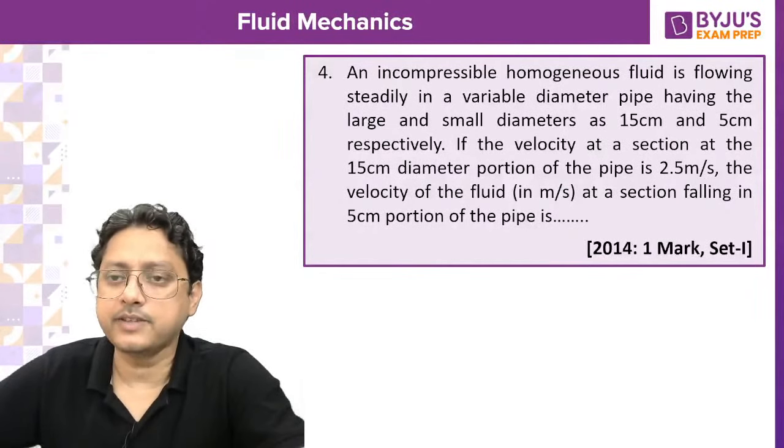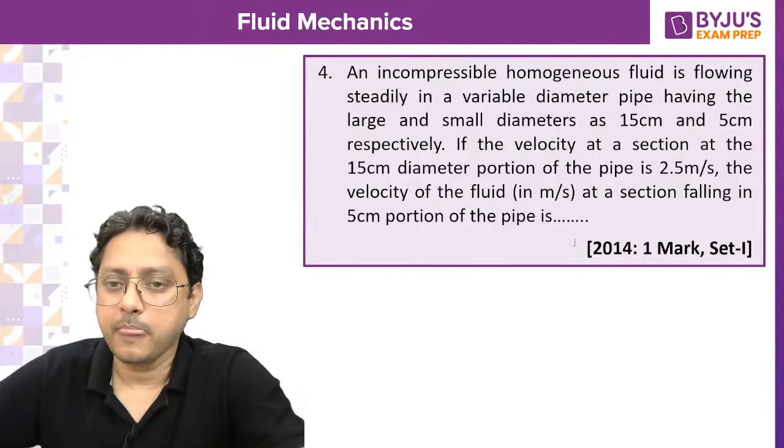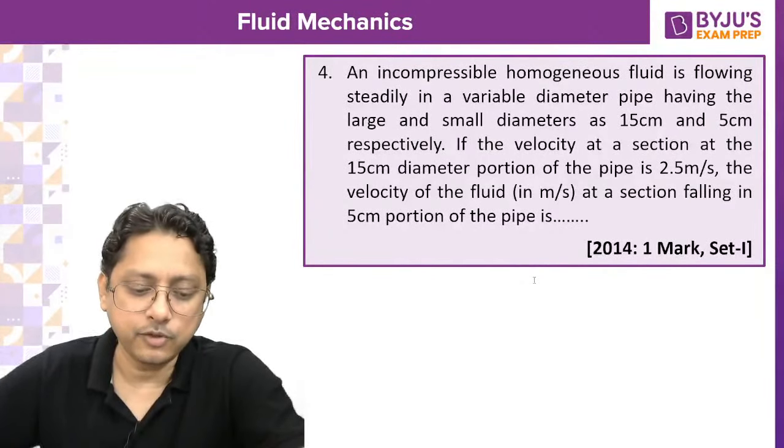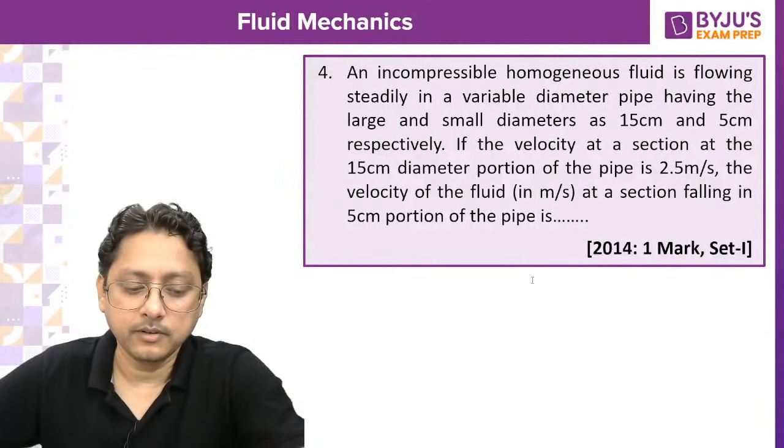If the velocity at a section at the 15 cm diameter portion of pipe is 2.5 meter per second, what is the velocity of the fluid at a section falling in the 5 cm portion of the pipe? This is also quite simple, isn't it? How?